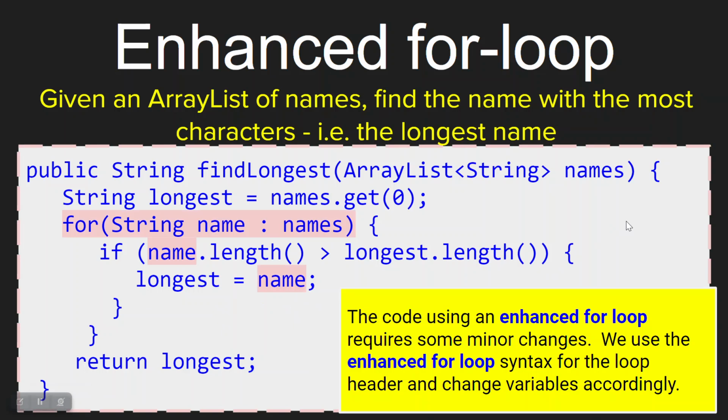So when we use an enhanced for loop, again, it requires some minor changes, and we just need to make sure that we're using the right syntax here. Again, this is an array list of strings called names, and so we'll say for each String name, and then the colon, and then right here we need the name of our array list. And then inside of the enhanced for loop, we just need to make sure that we're referring to name, because that's, again, the variable that's controlling the enhanced for loop.